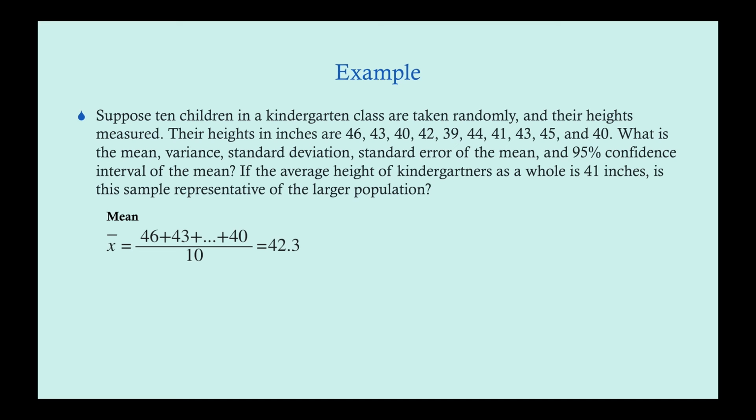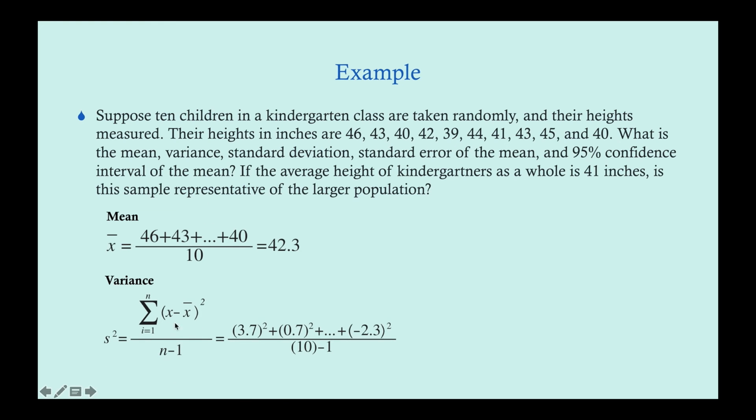All I care about is that you know how to do it. Okay, so the variance is the sum of the difference of each of these values from the mean squared. So you take, let's say, 46 for your first value minus the average, the mean. So 46 minus 42.3 is 3.7, and then you square that, and then you add that to the next one.